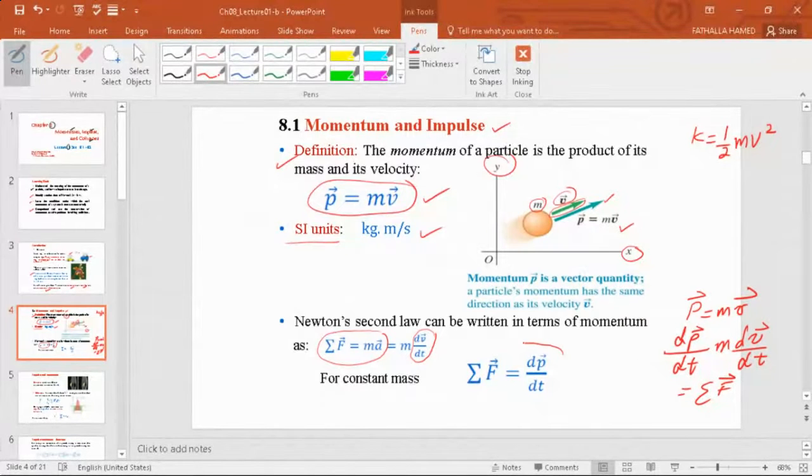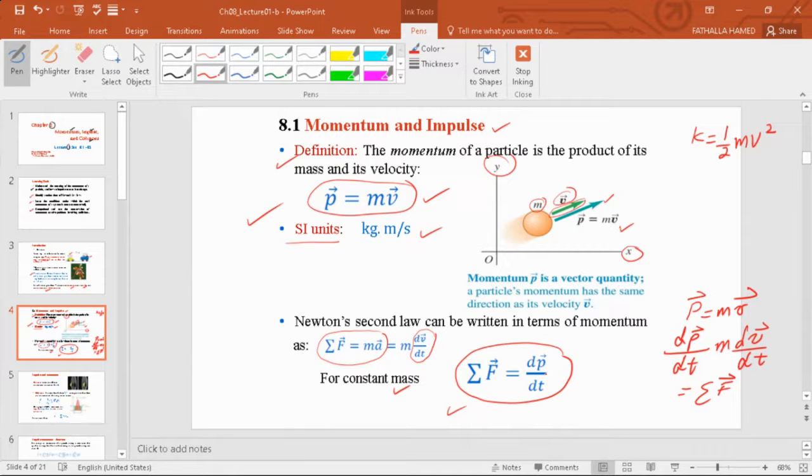And that's why we can write Newton's second law as dp by dt if our mass is constant. It's not changing. You may have a situation where the mass changes as a function of time. But if the mass is constant and doesn't change with time, so it's only your velocity, in that case, we can write Newton's second law as dp by dt. So we define what momentum is, and we can write Newton's second law for a constant mass as dp by dt.